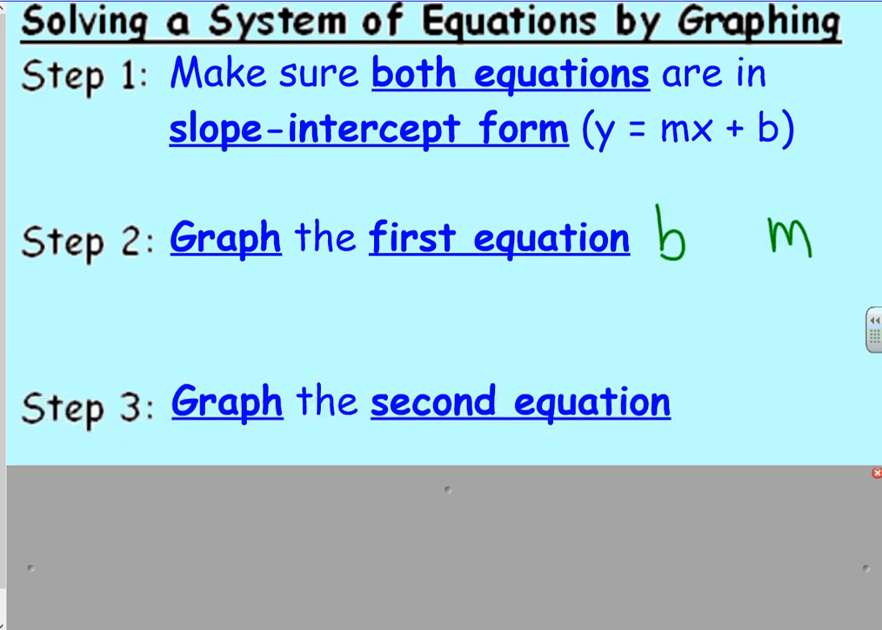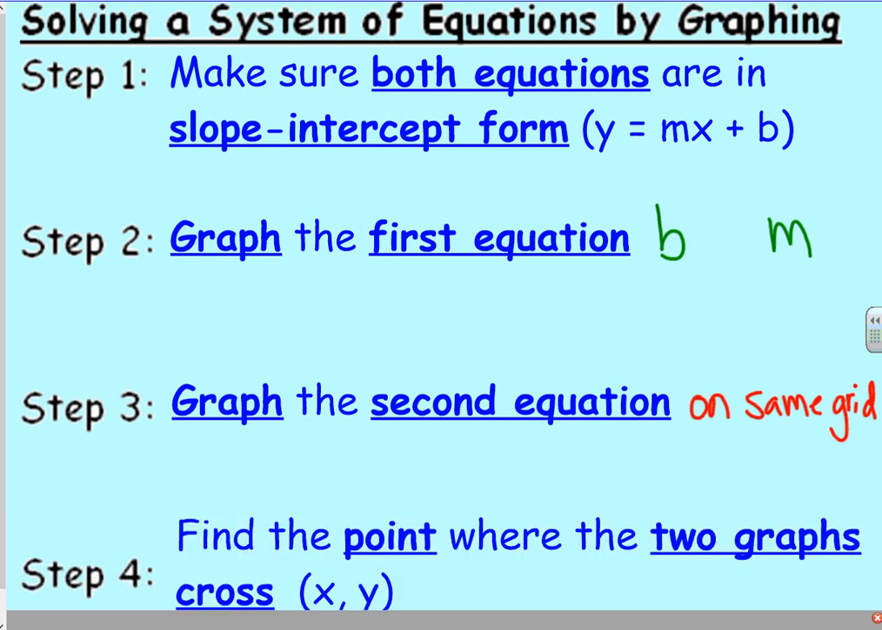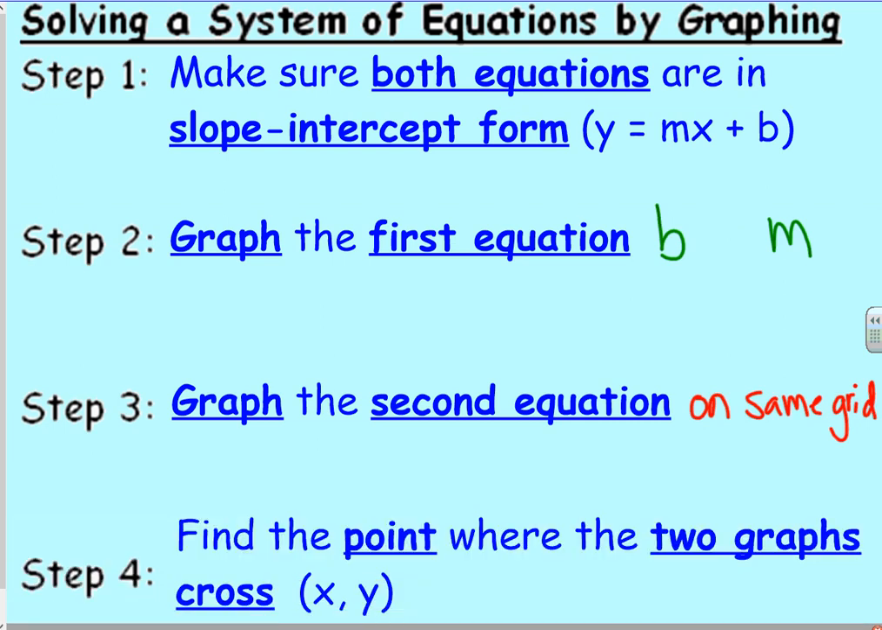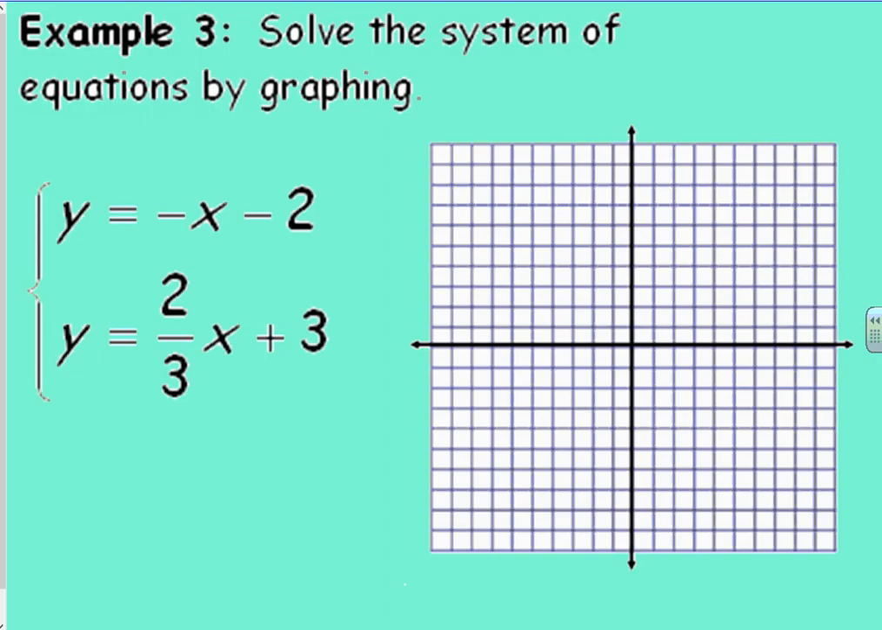We're then going to graph the second equation on the same grid. So on the same grid, so I have one graph with two lines drawn on it. And of course, find the point where the two graphs cross, and that'll be your solution. So this is to find our solution. It's the point where the two lines cross. Pause the video now as you graph both the first and the second equation of this system of equations.